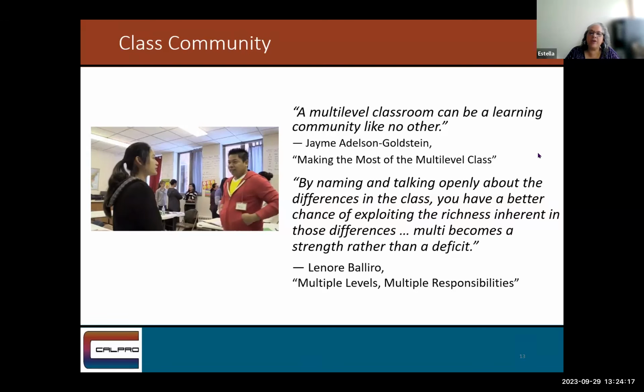So give me some of your thoughts about what you see here in these quotes. A multi-level classroom can be a learning environment and community like no other. And Lenora says, by naming and talking openly about the differences in the class, you have a better chance of exploiting the richness inherent in those differences. Multi becomes a strength rather than a deficit. So I would love for you to chime in and give me some of your first impressions about these quotes. Go ahead, Mr. Lozano.